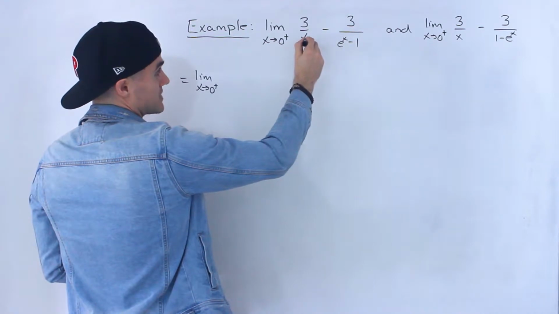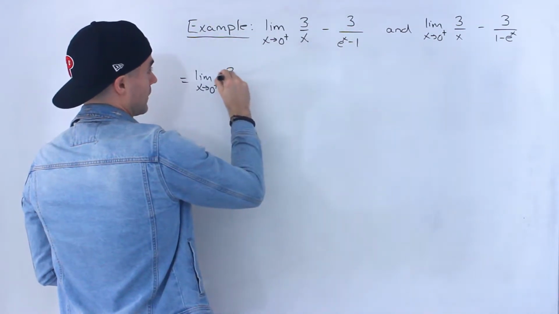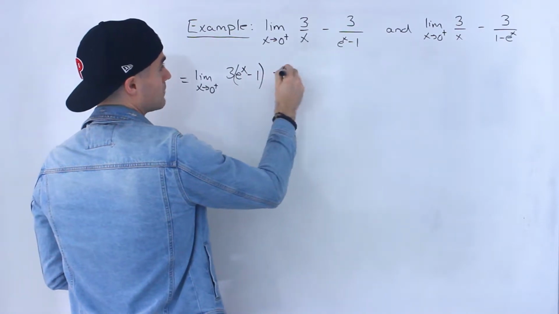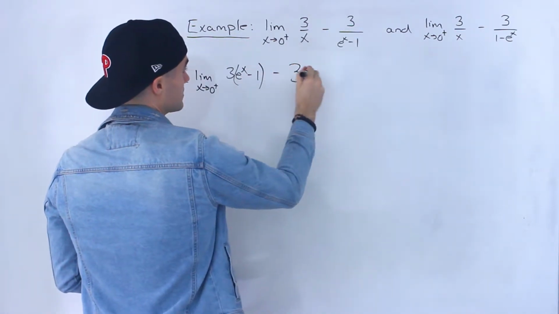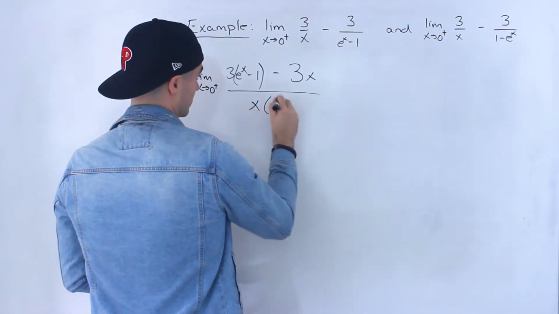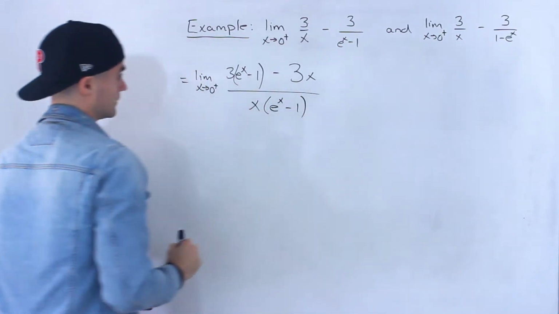So we would multiply this by e to the x minus 1, which means we have to multiply the top by e to the x minus 1. And then we'd multiply this by x, so we got to multiply the top by x. And then this would be x times e to the x minus 1, like that.